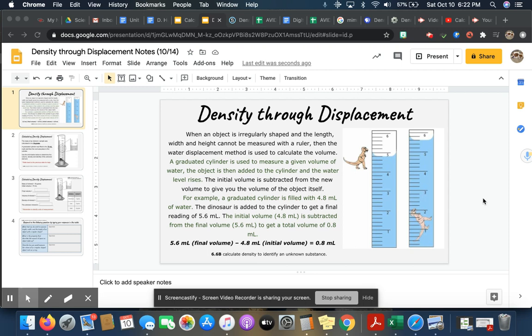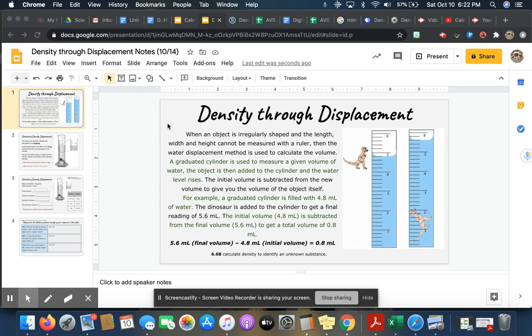All right, ladies and gentlemen, these are going to be your density through displacement notes. As you listen through and go through this video, I expect you to follow along and complete these notes alongside me. As I do it, you can pause the video and do the same thing onto your notes so that you get the information that you need.